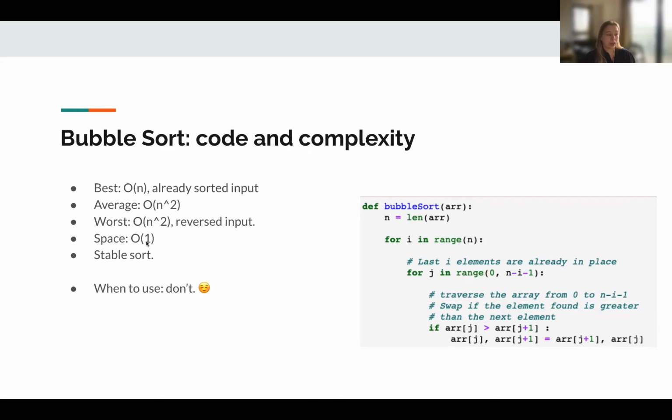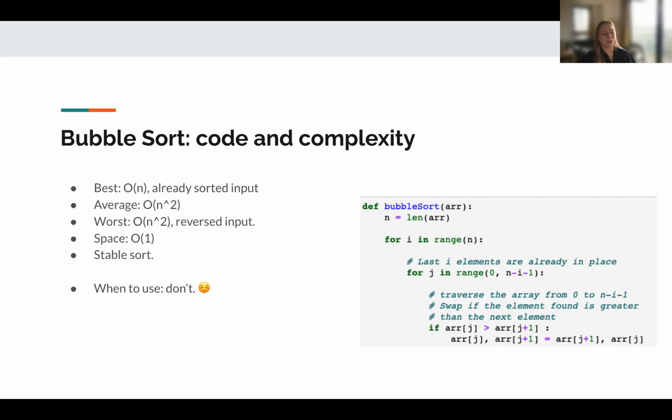It doesn't require any additional memory. It is stable because, again, it only swaps elements when they are in incorrect order. When to use? Well, don't. It's a good sort to start with because it's easy to understand, but it's not really efficient and there are much better solutions. Although, having said that, I must mention that bubble sort is used in some work with graphics.